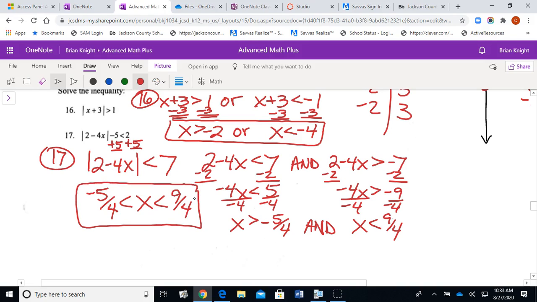Okay? And basically, what does that mean? X has to come between what? Negative 5/4 and 9/4. Very good. Exactly right. Would it be fine if we wrote it down? I'll take either way, but just know that the boxed way is the more mathematically correct way.